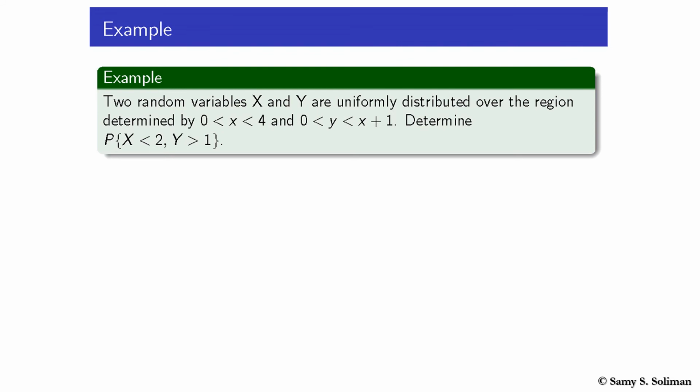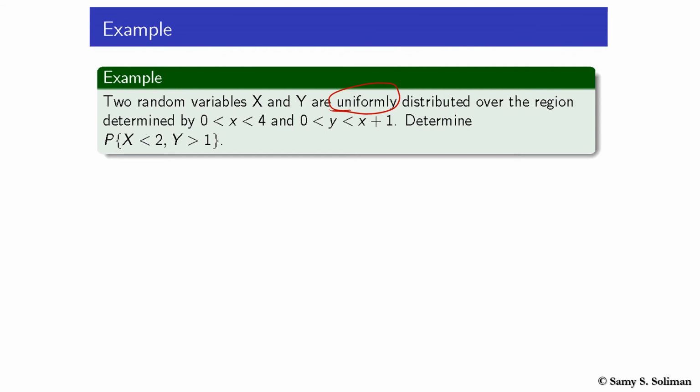One more example is about two random variables, x and y, which are uniformly distributed. So we know their distribution to be uniform over the region determined by x from 0 to 4 and y from 0 to x plus 1. And again, we want to find the probability in a certain region, which is x less than 2 and y larger than 1.